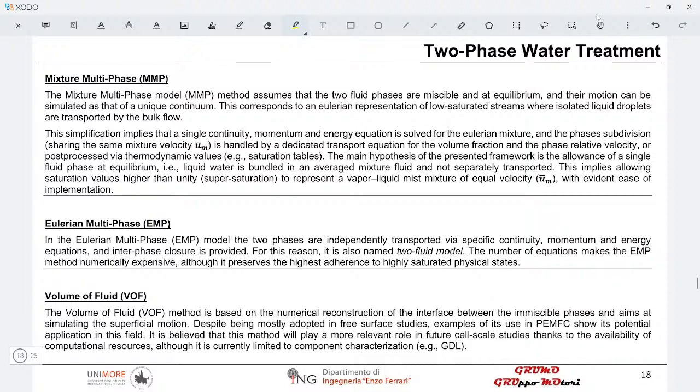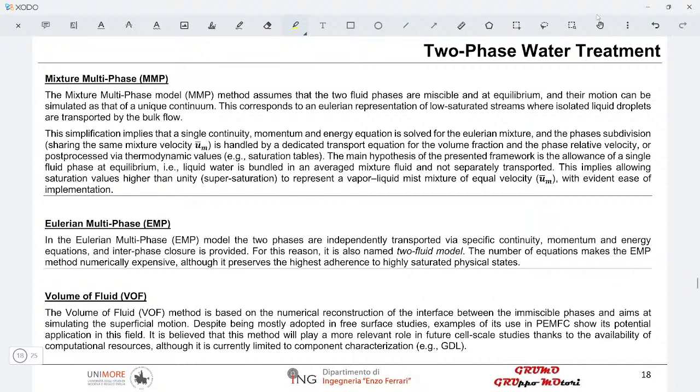Lagrangian multiphase models identify a class of models that are devoted to representing, even from a statistical point of view, the presence of the individual droplets or of classes of droplets that are immersed and move inside a continuous so-called Eulerian phase, which is the gas phase. So we have a transported, dispersed phase within a continuous phase. And this describes the Lagrangian multiphase models.